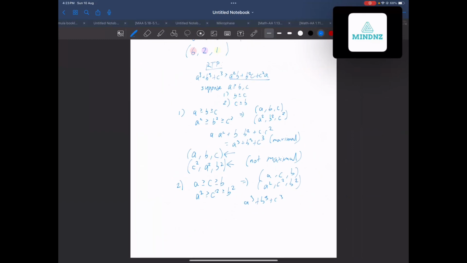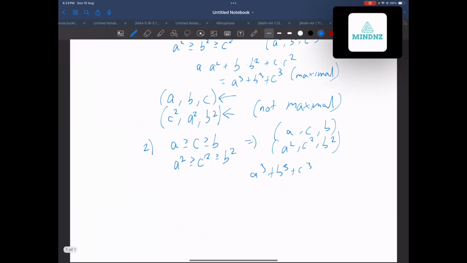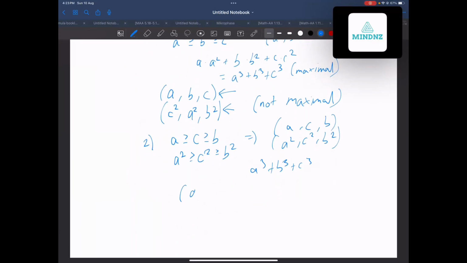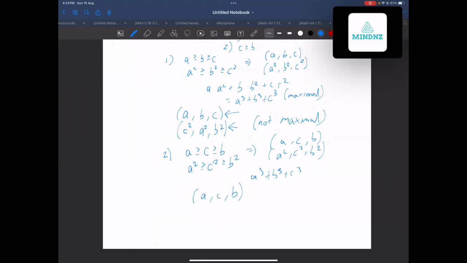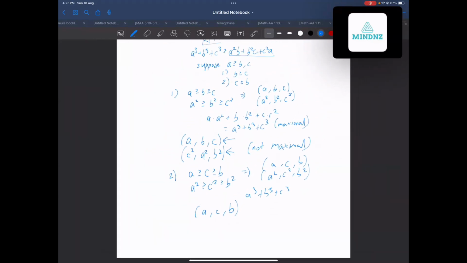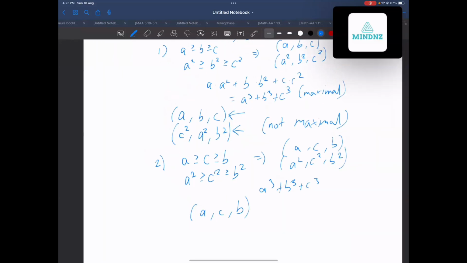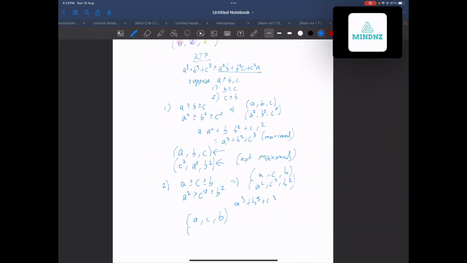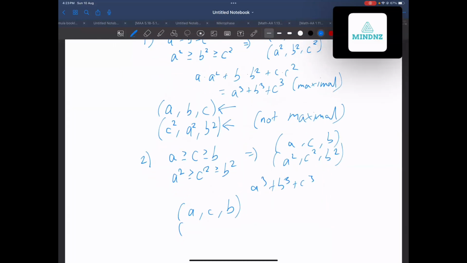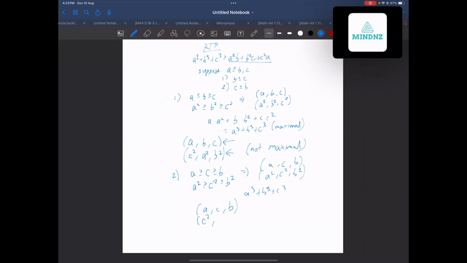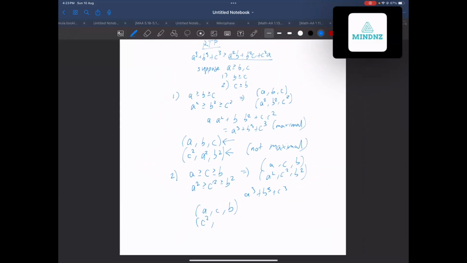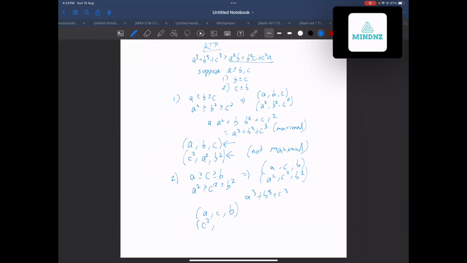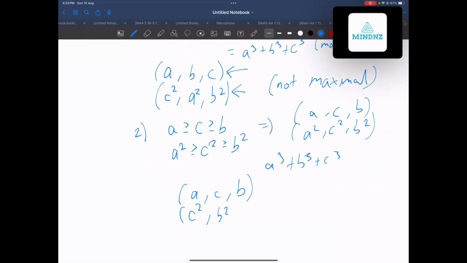But let's see what we get if we order it differently. So then we would need a, c, b, which is an order from greatest to least. And then what would we multiply that by? Then the a term would be multiplied by c squared, and the c would be multiplied by b squared, and then b would be multiplied by a squared.